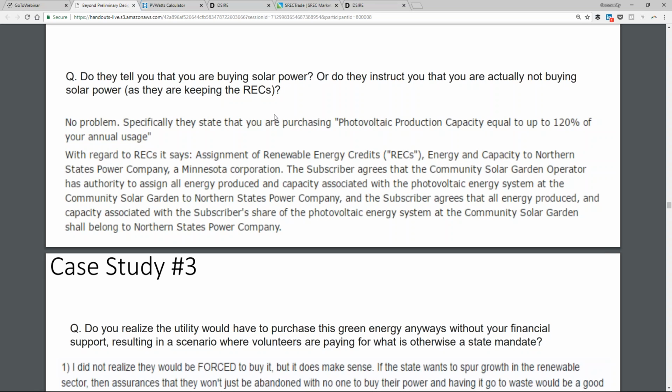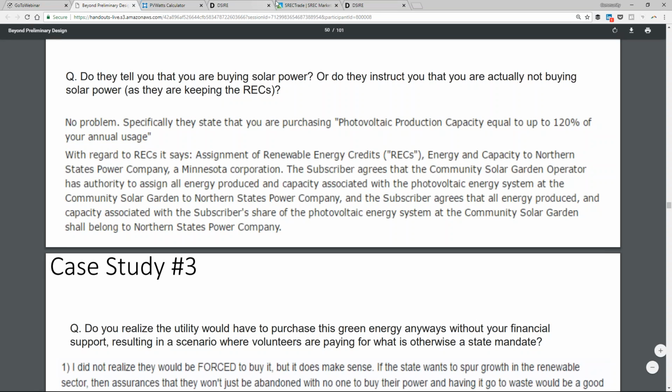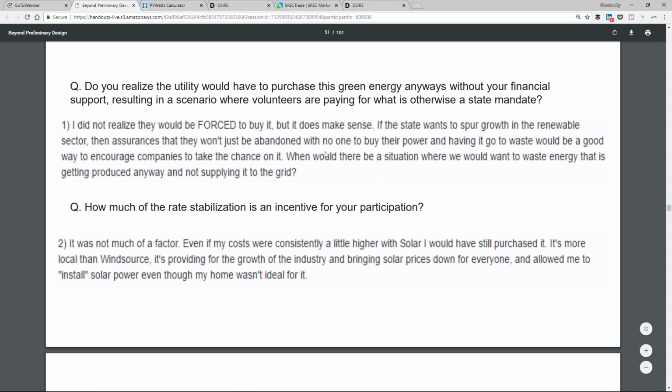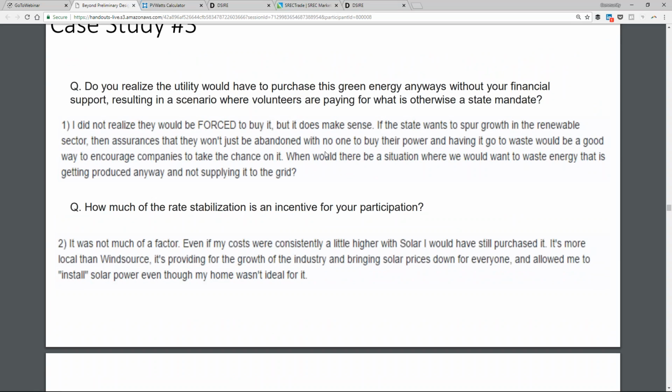Whereas if they had signed up for the wind source program, they would be able to claim that they are powered by renewables because they own the renewable energy credit. They say, well, that doesn't seem to be much of a concern to this customer, whether he actually owns the renewable energy credit. But it does beg a question.